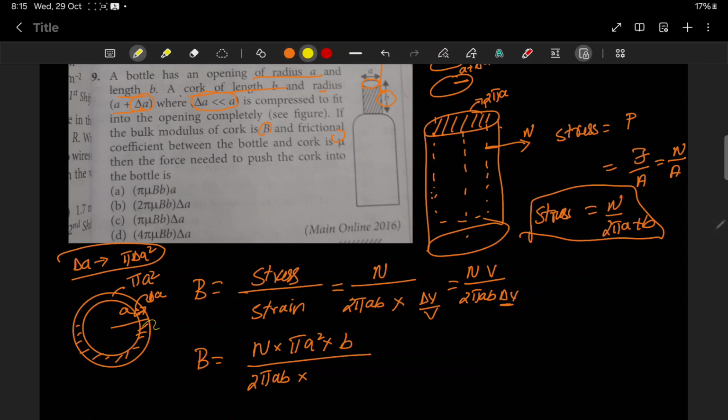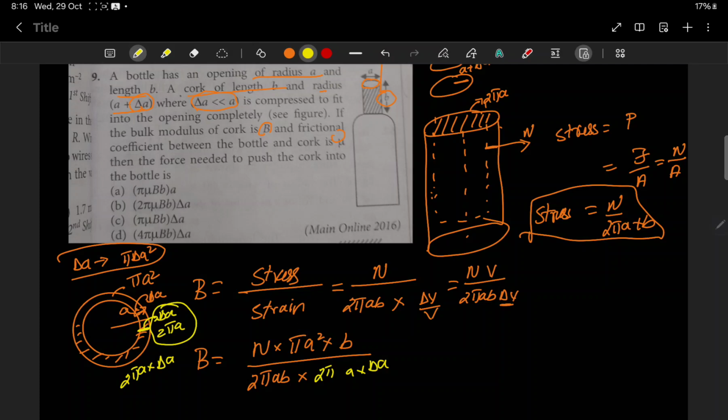So here the thickness is nothing but your del a. What is the circumference? It is 2 pi a. So the area of this will be equal to 2 pi a into del a. We should be very clear about this. So here it is 2 pi a into del a.